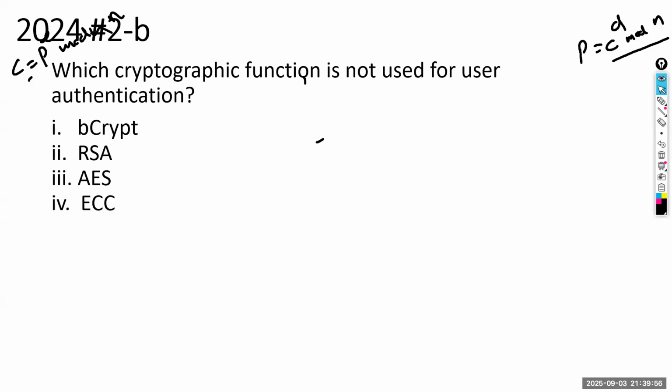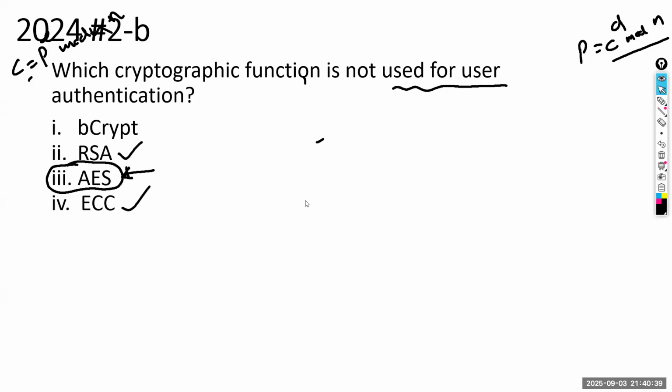Which cryptographic function is not used for user authentication? So remember, user authentication is for what? It is digital signing. Digital signing is done for user authentication. So remember, ECC and RSA can be used for both encryption, decryption, and digital signing. Remember, we discussed AES. AES is a symmetric cryptography. We have already discussed AES. So therefore AES can't be used for authentication. AES is just for encryption, decryption. Symmetric key cryptography can't be used for digital signing or authentication.